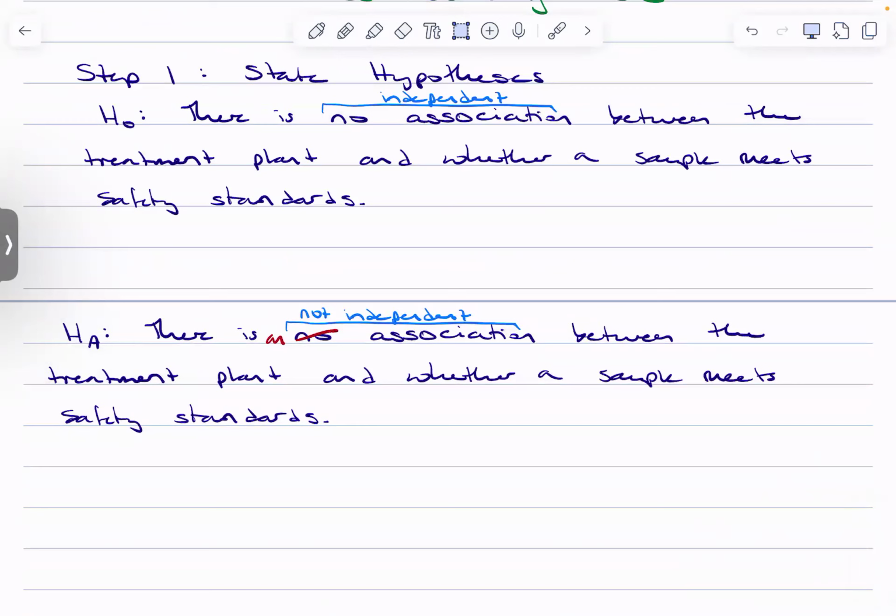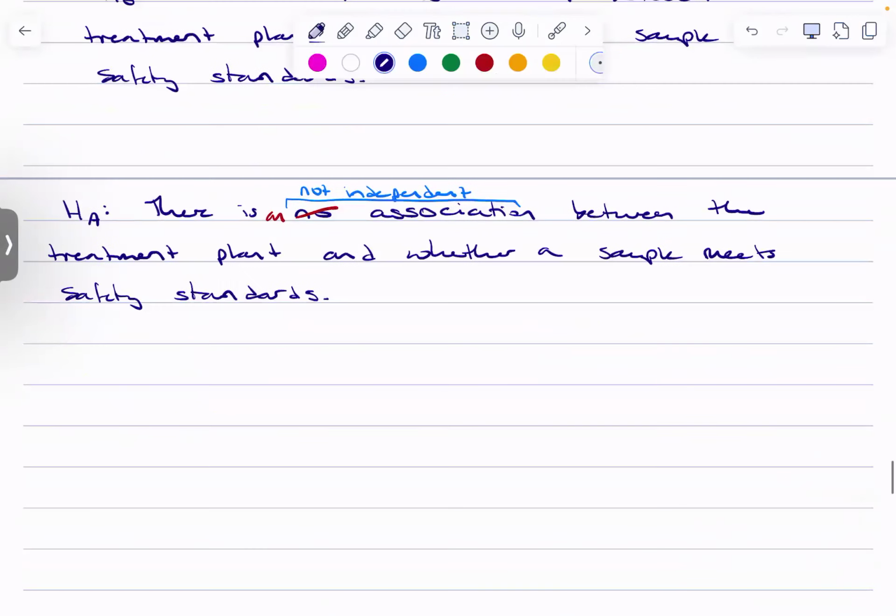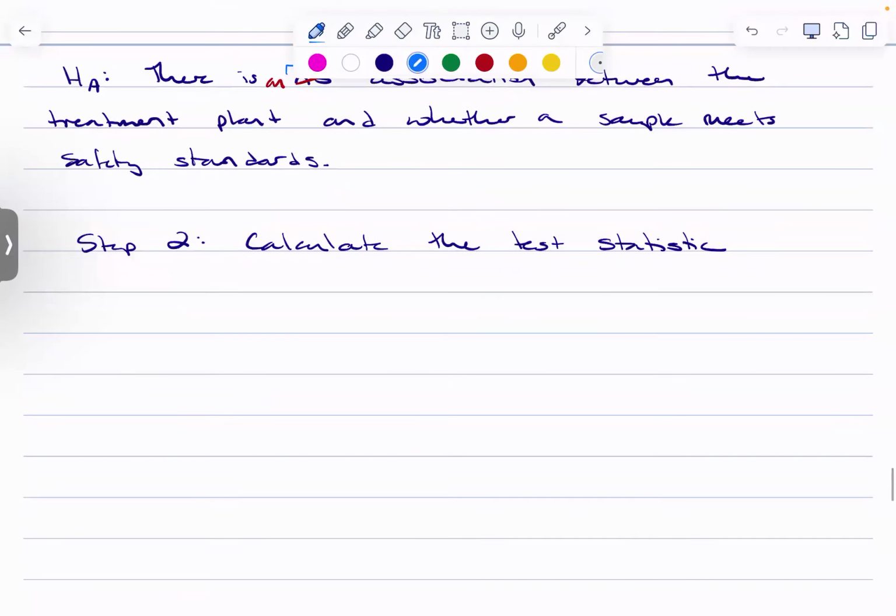There. A little bit wordier than we're used to for our hypotheses, so it takes some getting used to, but step 2, we have to calculate the test statistic, which requires our expected counts.